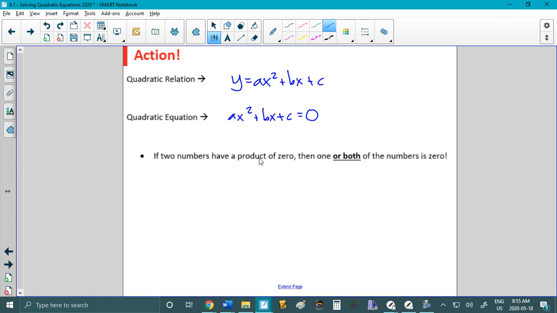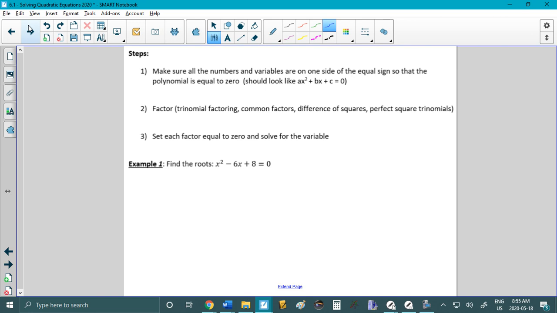So if two numbers have a product of 0, then one or both of the numbers is 0. I think that makes sense, right? That's come up before. If you have a 0 and some other number, when you multiply them, you're going to get 0. I just have two examples today. It's really nothing new today, so let's get to it. So we're going to be solving quadratic equations, which means find the roots or find the zeros. It means solve for x. It all means the same thing. And for now, it basically means for you to factor.